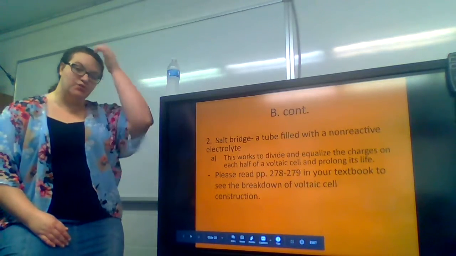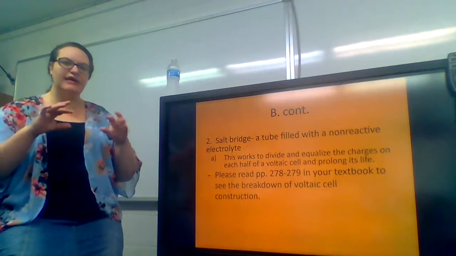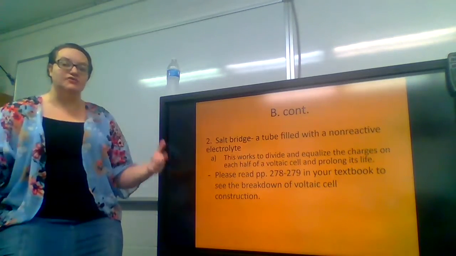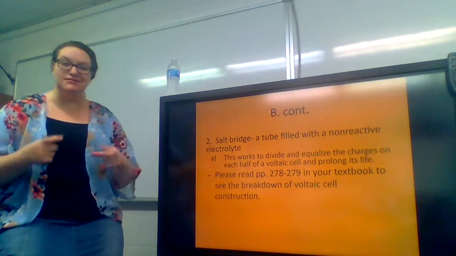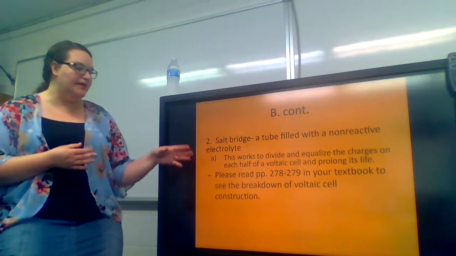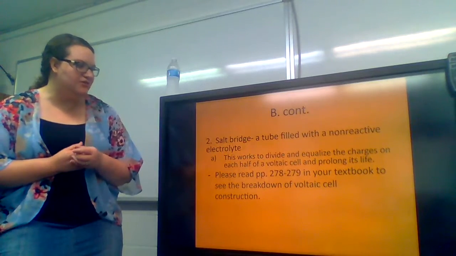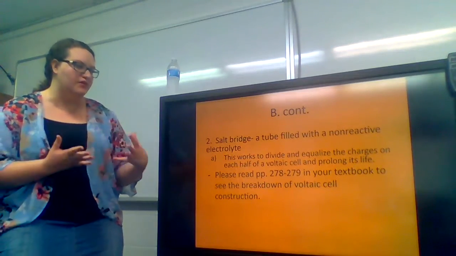And then a salt bridge. When building a voltaic cell, you typically have to have some sort of connector bridge, and the connector bridge is a salt bridge. This is a tube that's filled with a non-reactive electrolyte. This works to divide and equalize the charges on each half of the voltaic cell and prolong its life.